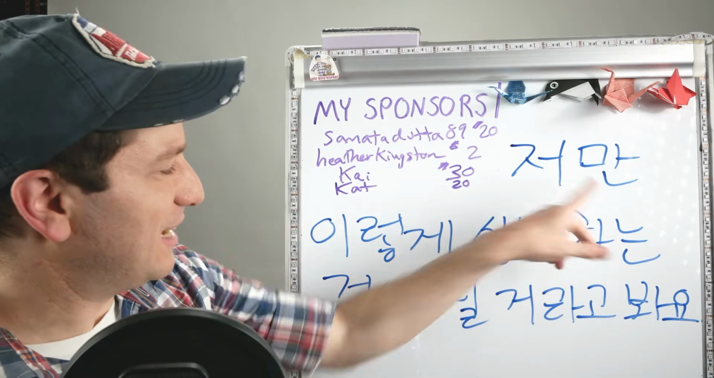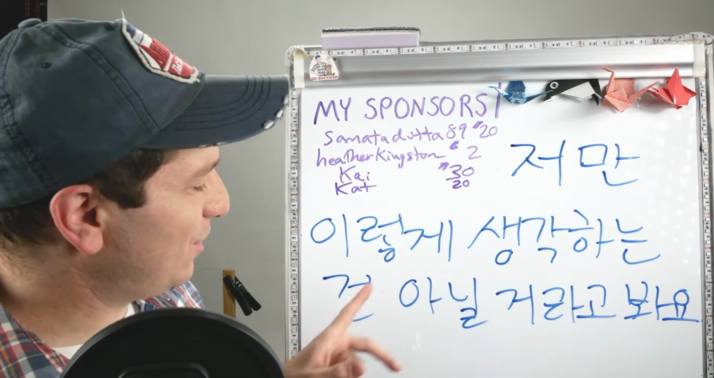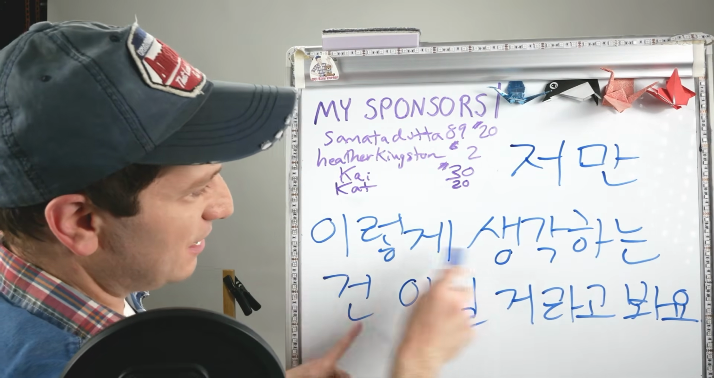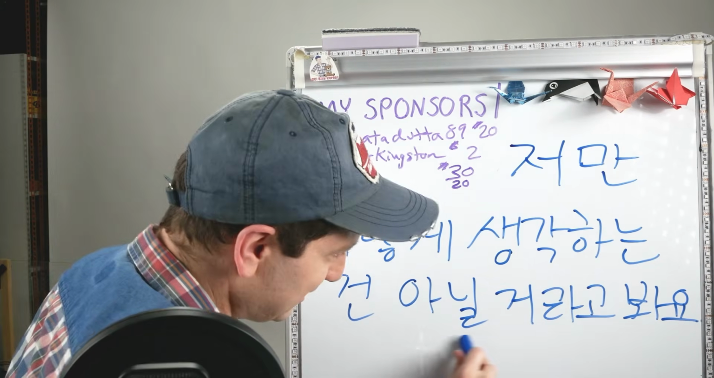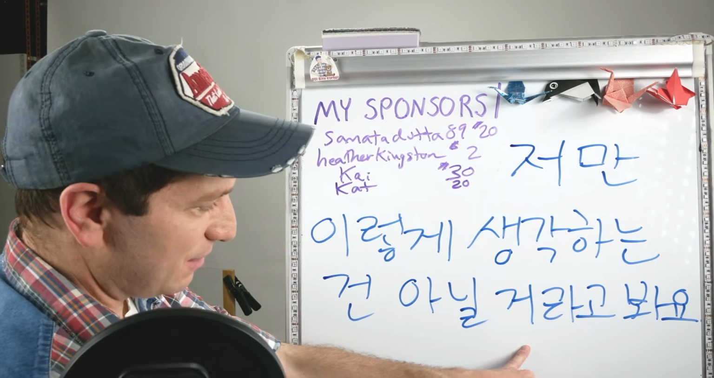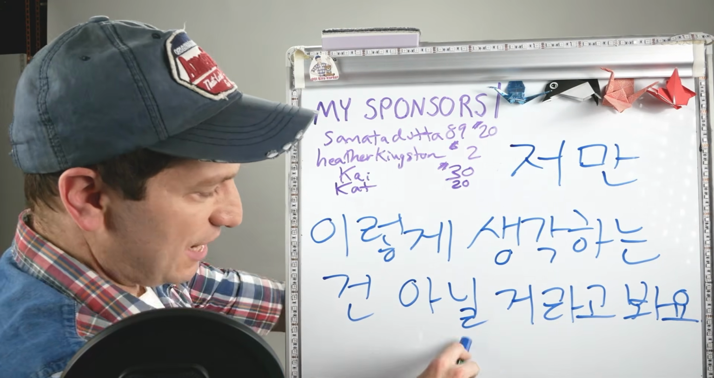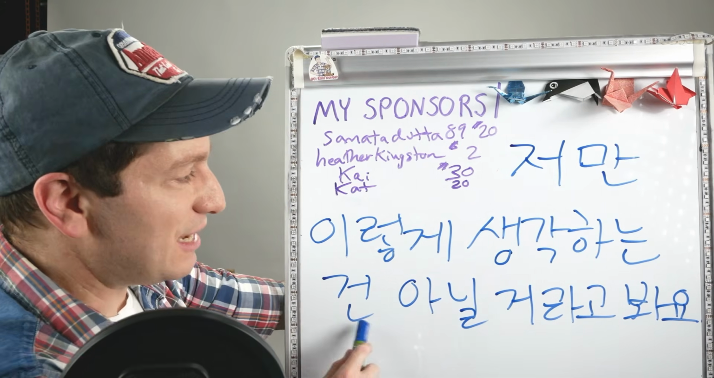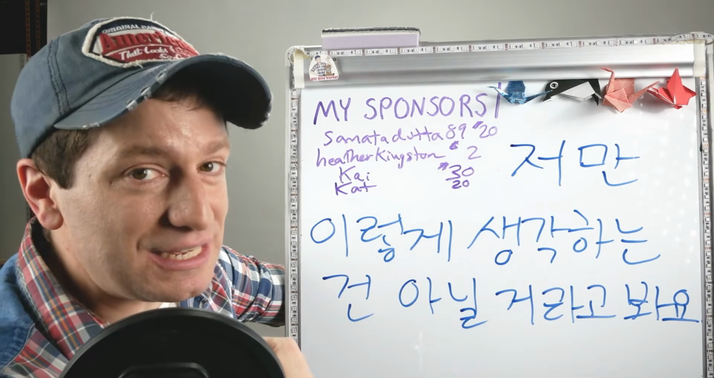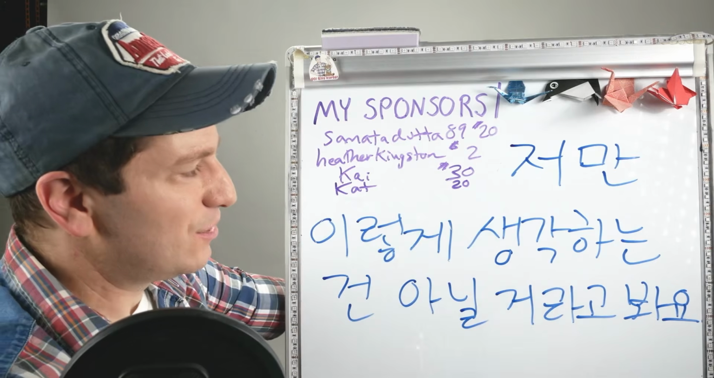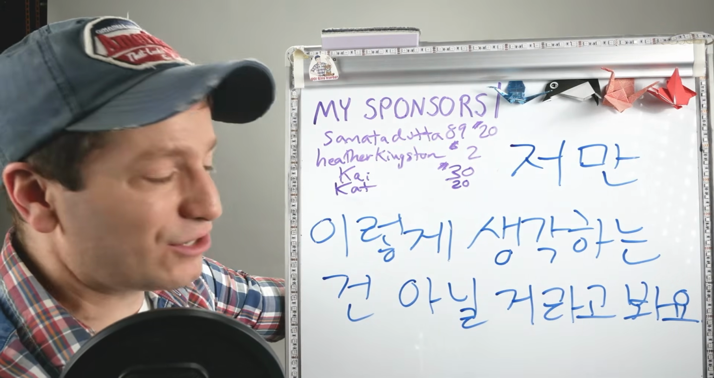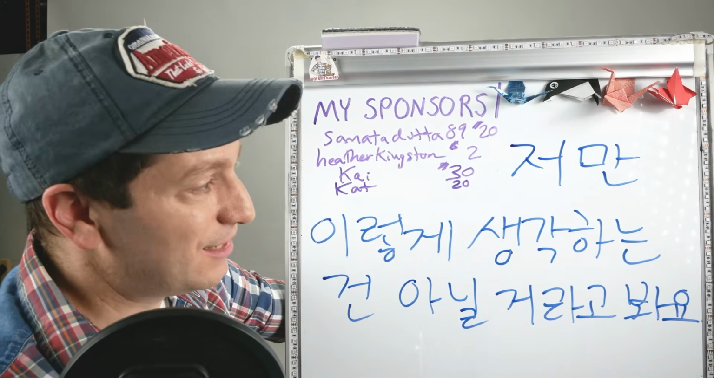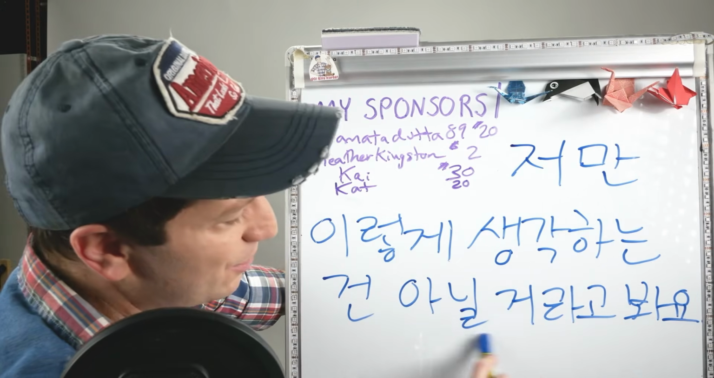저만, only me. 이렇게 생각하는 건. So 이렇게, like this. 생각하다. So to think like this. 생각하는 것은 아닐 거라고 봐요. 아니다, to not be. So it will not be. Future tense. 아닐 거라고 봐요. So the way I see it is, I'm not going to be the only one, it's not only me, who thinks like this. 저만 이렇게 생각하는 건 아닐 거라고 봐요. So the way I see it is, I'm not going to be the only one who thinks like this.